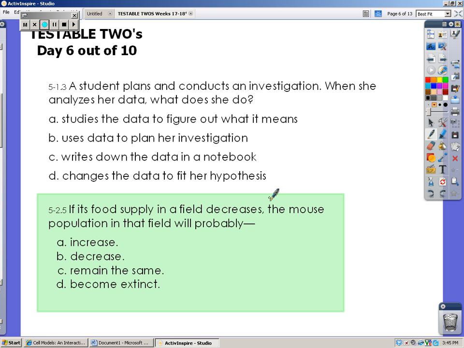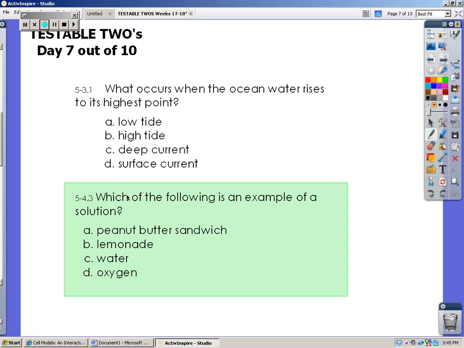If the mice's food supply in an area is decreased, then the population of mice will also decrease. If they don't have as much food, they can't live.